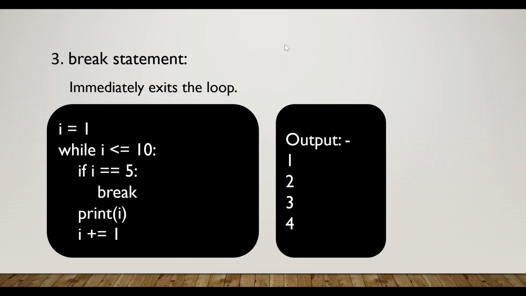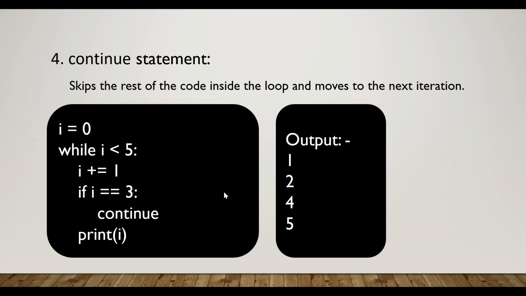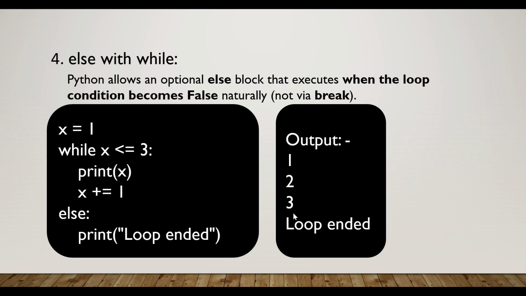Already we discussed this. Break statement means if you want to break the loop, at that time we use the break statement. Suppose while I is less than or equal to 10, when I is equal to 5 you use the break statement, so it will print up to 4 only. Continue statement, as I already told you: if I is less than 5, initial I is equal to 0, I plus 1, suppose 3 is skipped, that's why the output skips 3. The else statement is also already told, along with the original statement. Suppose any condition is false in the while statement, at that time the else statement will be printed.